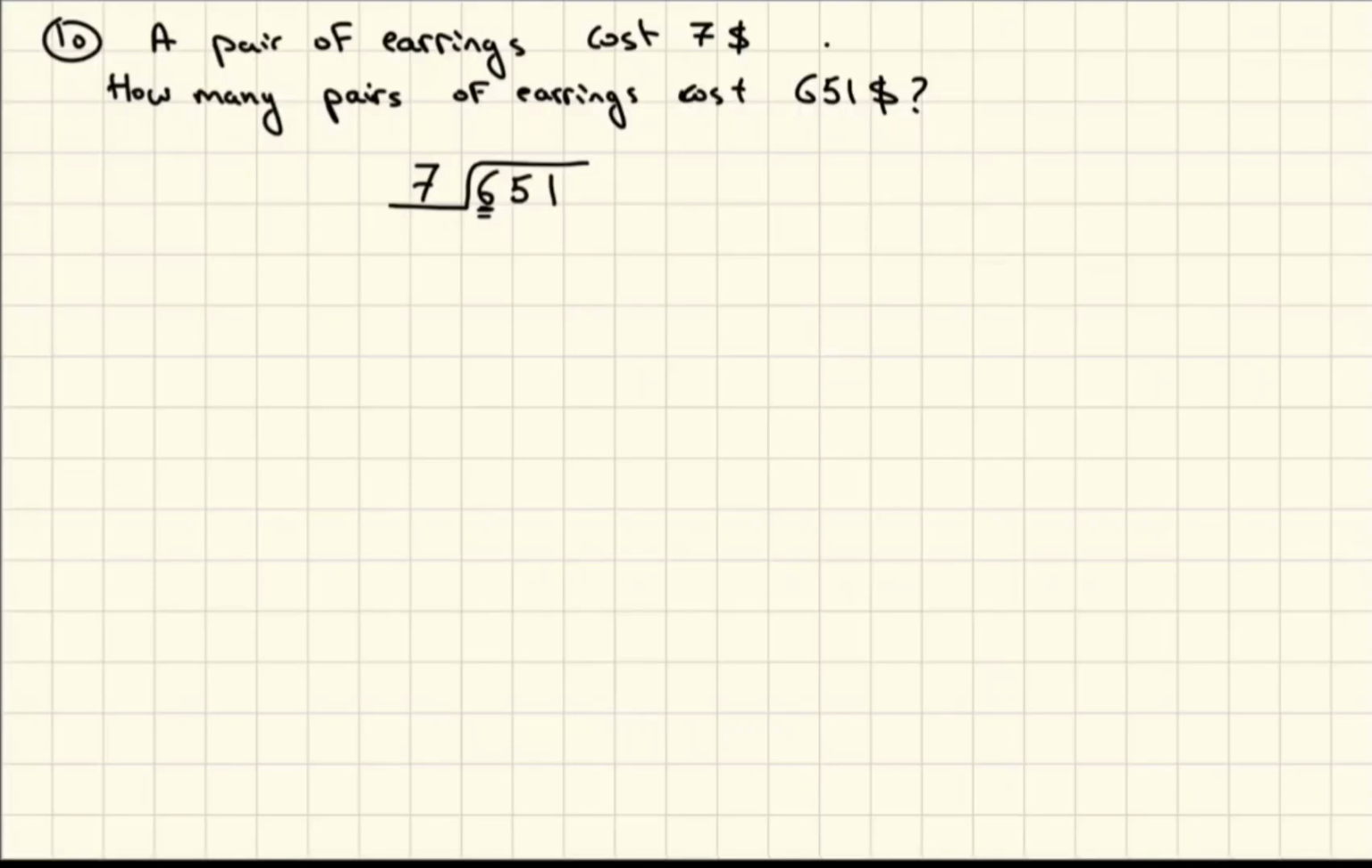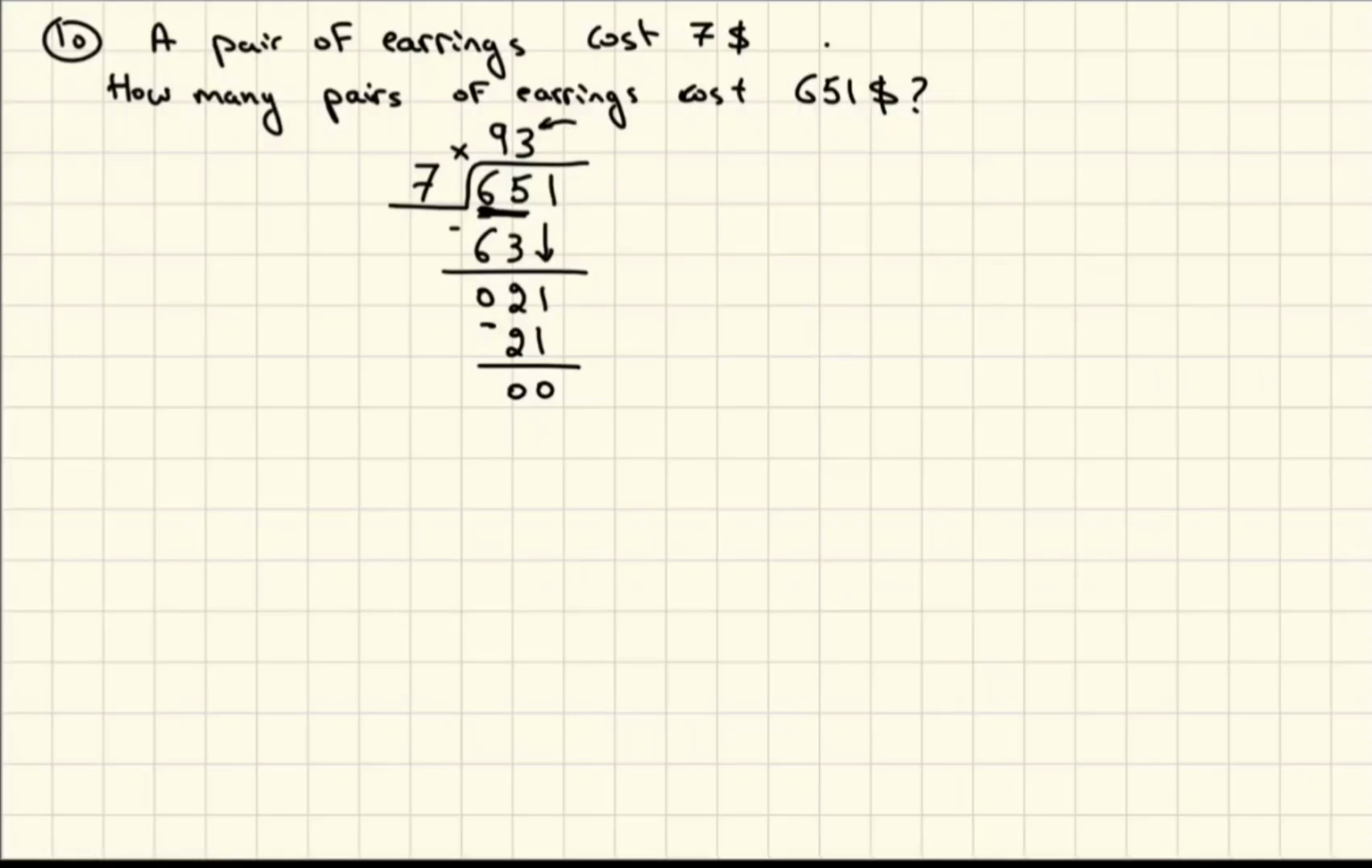6 is smaller than 7, I cannot take it, so I take 65. So 7 times how much? Approximately 65. So we know that 7 times 9 is 63. 5 minus 3 is 2. 6 minus 6 is 0. Now we take the 1 down. 7 multiplied by how much is 21? We know it's 3. So we write 3 on top. And we subtract. 7 times 3 is 21. And then we subtract, we get remainder 0.